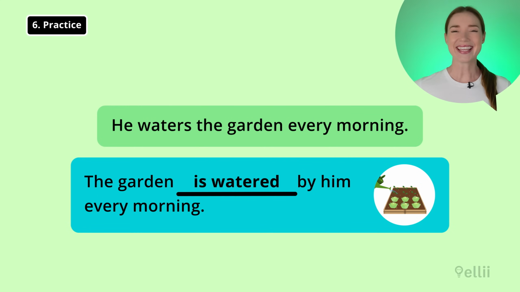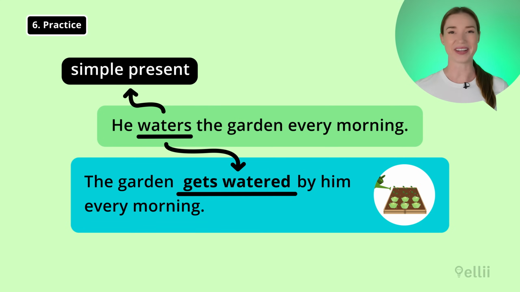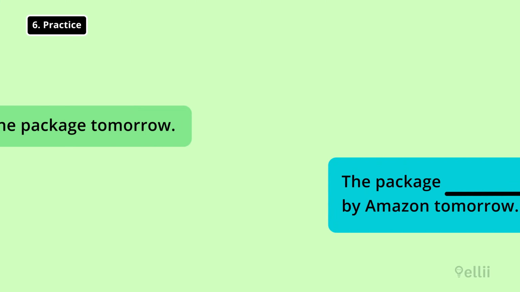That's right. He waters the garden every morning becomes the garden is watered by him every morning. The simple present verb waters becomes is watered or gets watered in the passive voice.